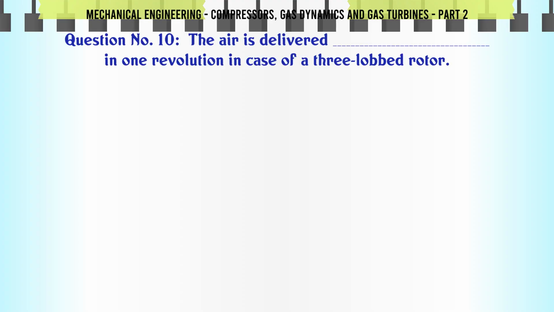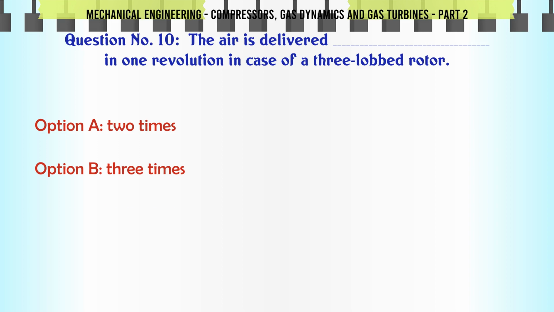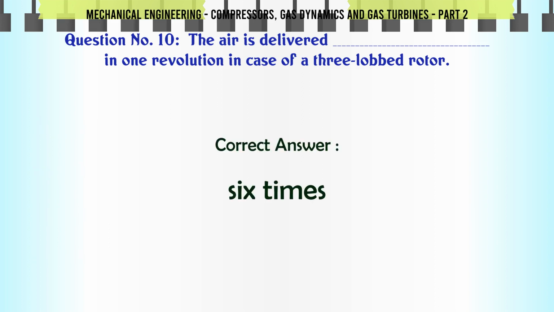The air is delivered in one revolution in case of a three-lobed rotor. A, 2 times. B, 3 times. C, 4 times. D, 6 times. The correct answer is 6 times.